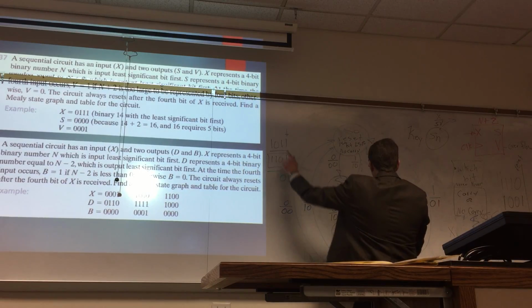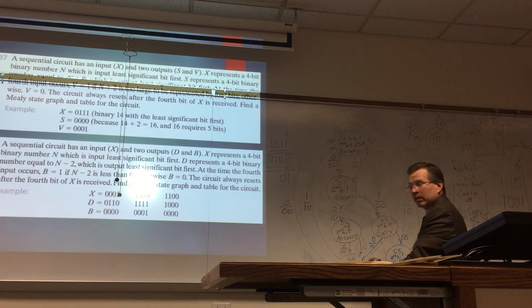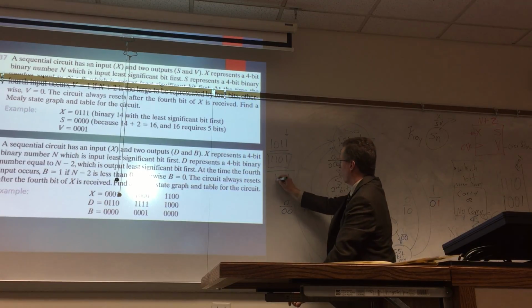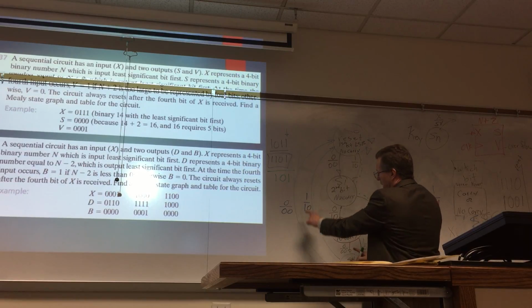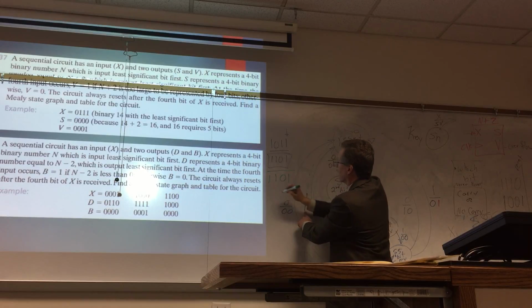Okay. Now I get a 0. Ooh. You see I would follow this path right there, and I would output a 1. And then I get a 1. That would be this path, wouldn't it? And I'm going to output a 1.